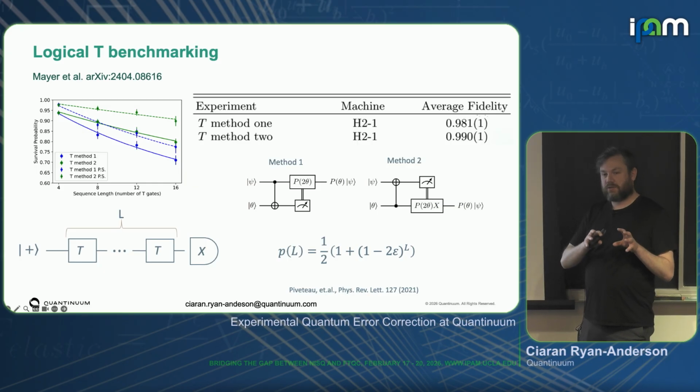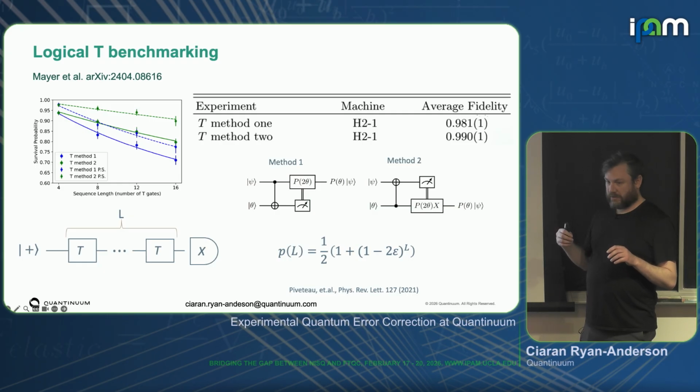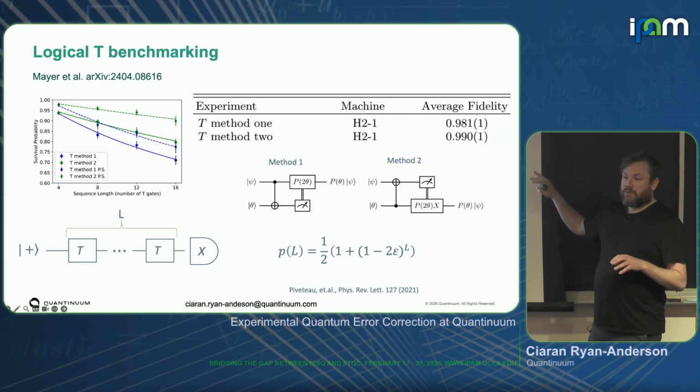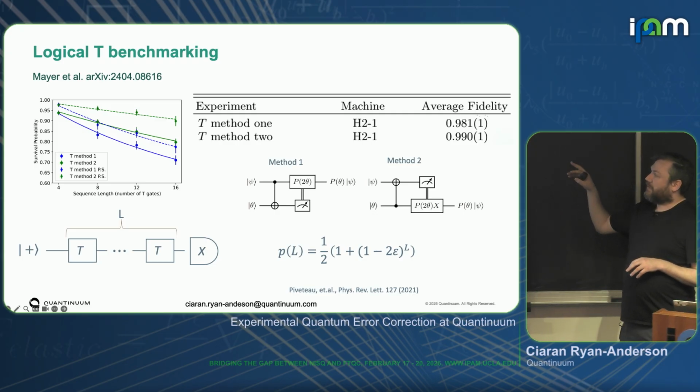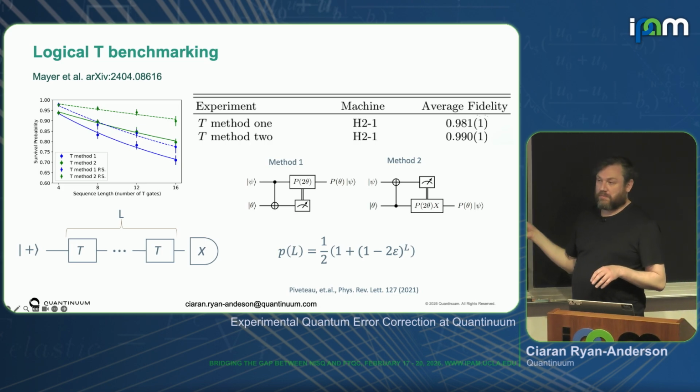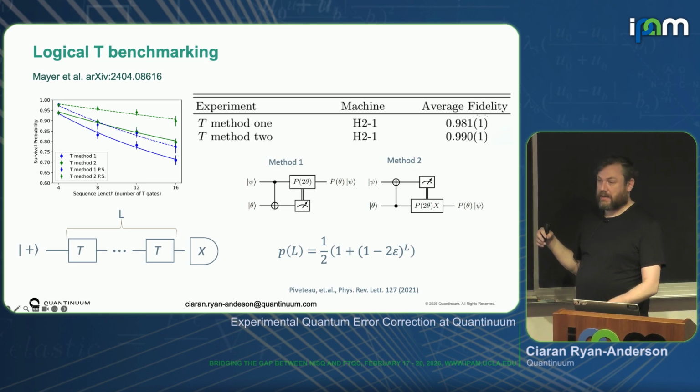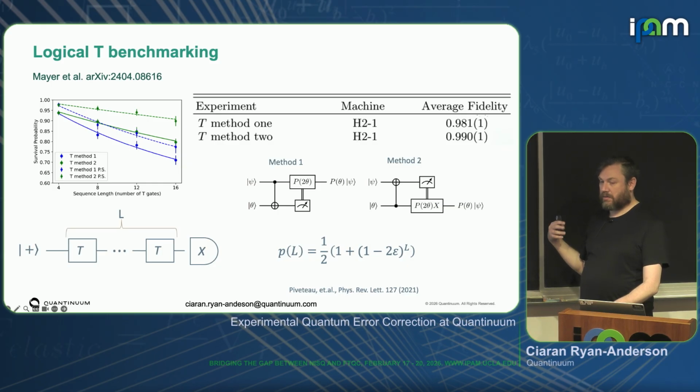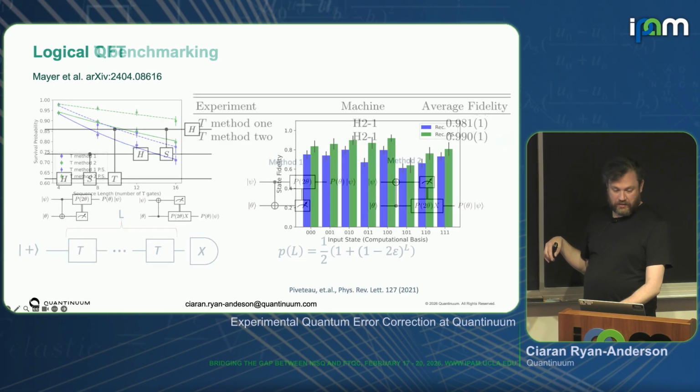You prepare a resource state, and then you measure out one of the qubits, and then it applies the gate to the logical qubit. There are two different ways that you can do it. One kind of teleports the information. What he found was the teleporting version performed better, which you can imagine maybe is from getting rid of leakage errors, or maybe the increase in coherence. So it'd be interesting to revisit that.